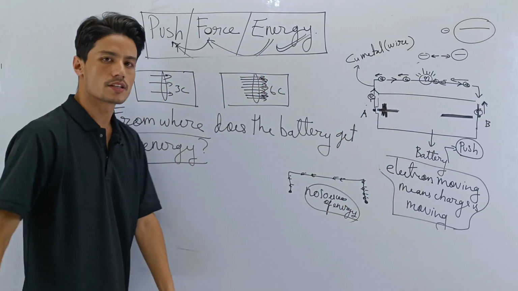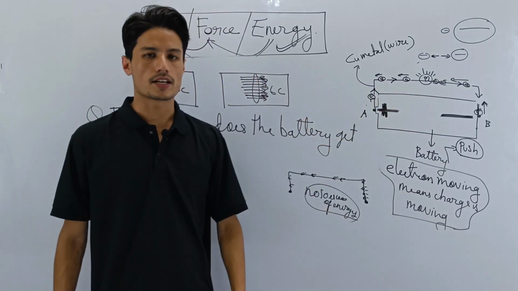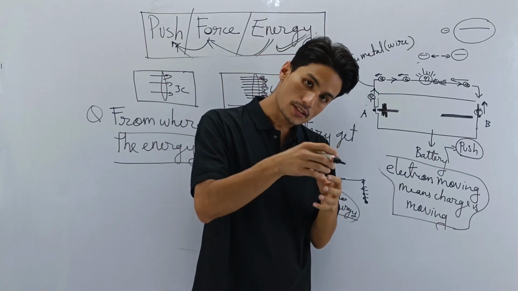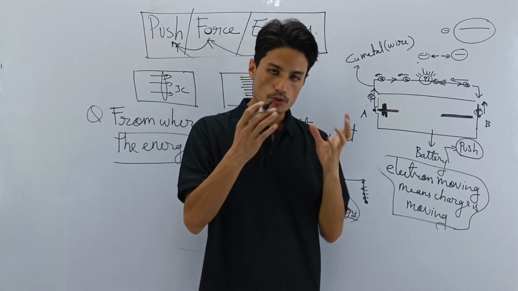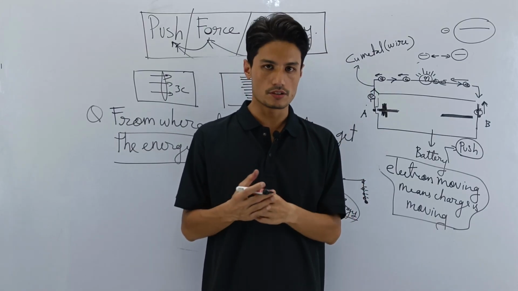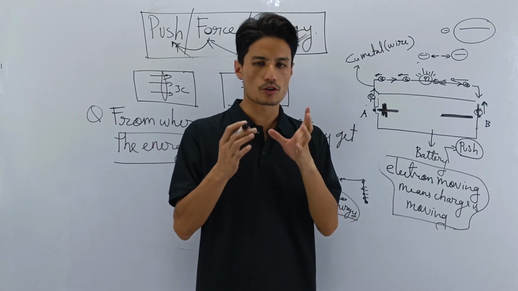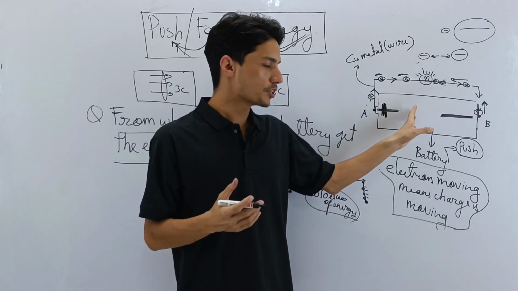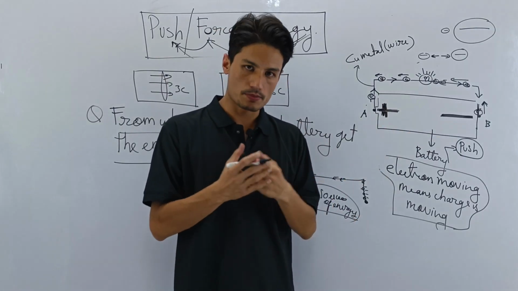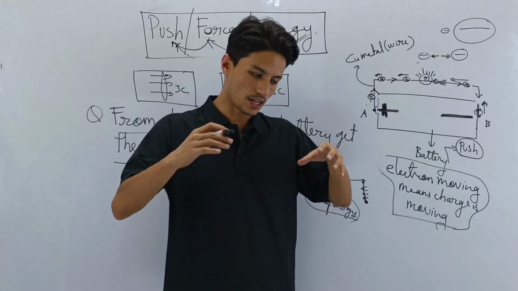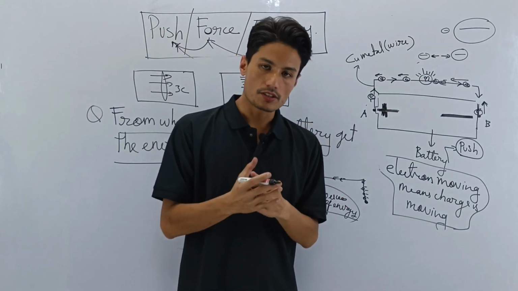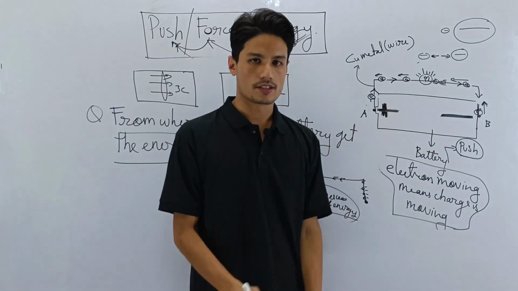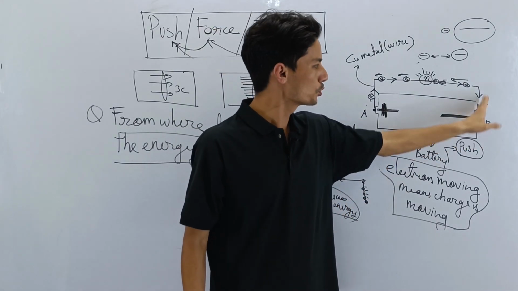So we should also ask this question: from where does the battery get its energy? Then the answer is, well, the battery is such a device that when the battery is being prepared, chemicals are put inside the battery. The composition of the battery, which you should study, is such that there are chemicals present inside the battery, and the battery uses this chemical energy. So chemical reactions take place, generate energy, and this energy is immediately converted into electrical energy, and this electrical energy is used to push the electrons.